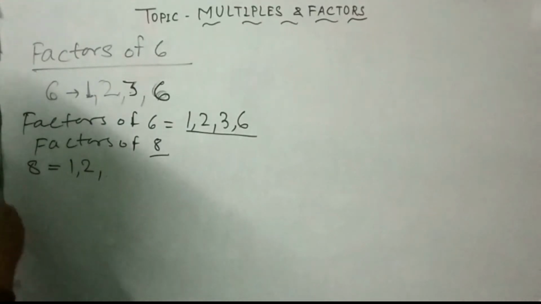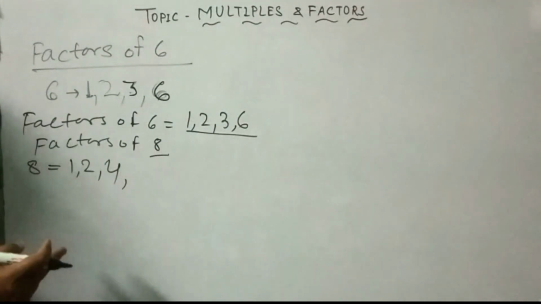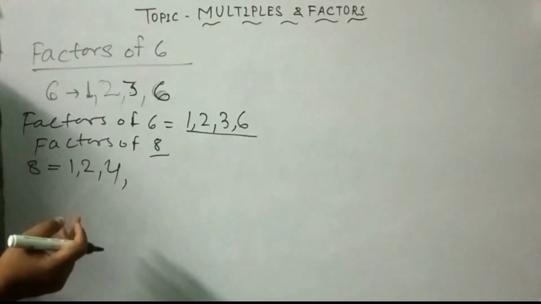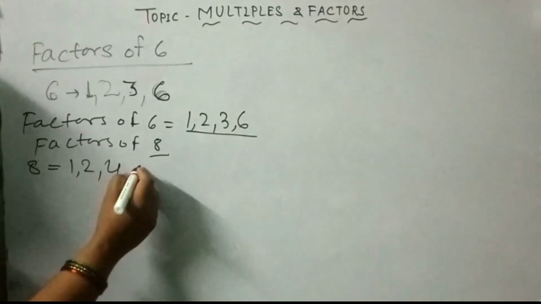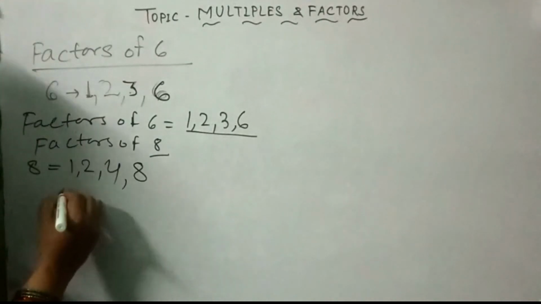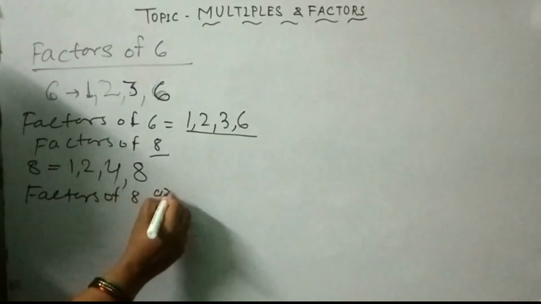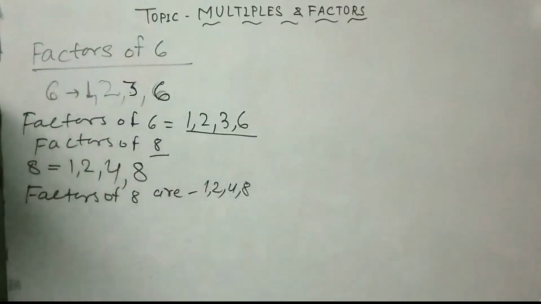No. Then next number 4: 4 1 4, 4 2 8. Yes. Then 5: 5 1 5, 5 2 10. No. Then 6: 6 1 6, 6 2 12. No. Then 7: 7 1 7, 7 2 14. No. Then 8: 8 1 8. Yes. So what are the factors of 8? The factors of 8 are 1, 2, 4 and 8. Those are the factors of 8.